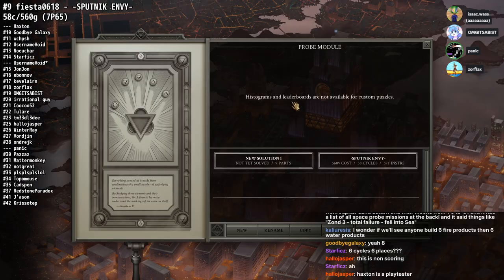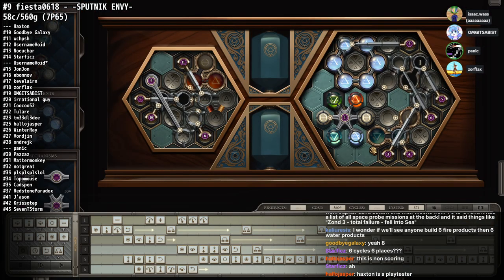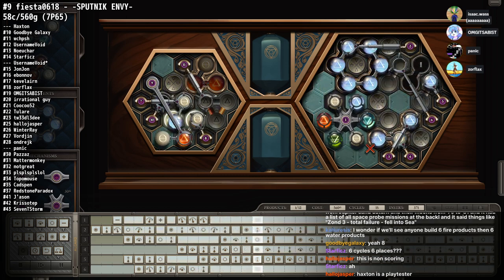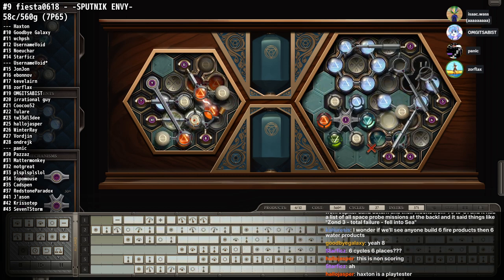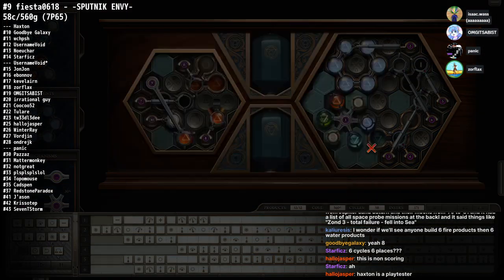Alright, next up we have number 9, Sputnik Envy. Also Sputnik. Finally we got under 60 cycles. But how many birds is that? Oh, that's 3.